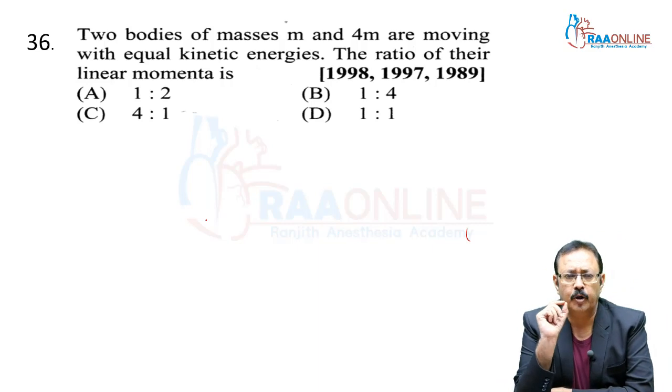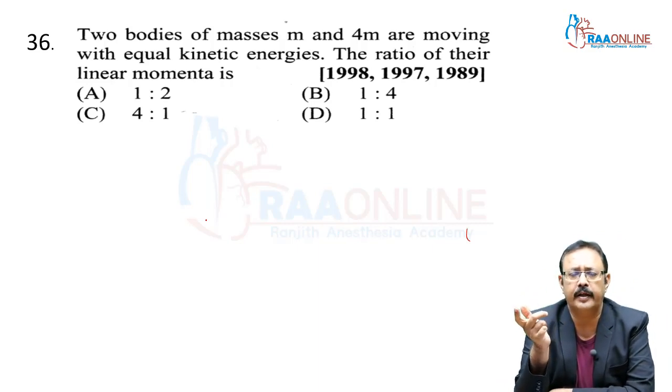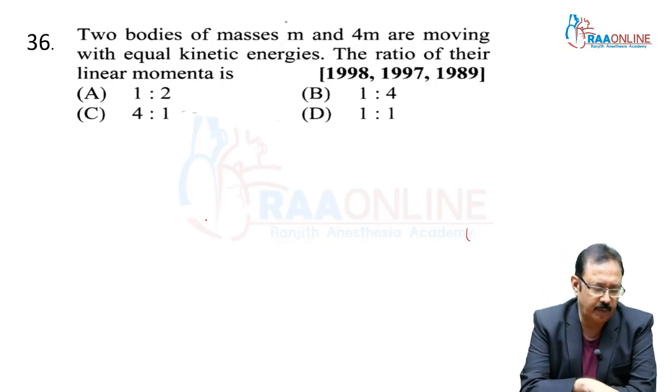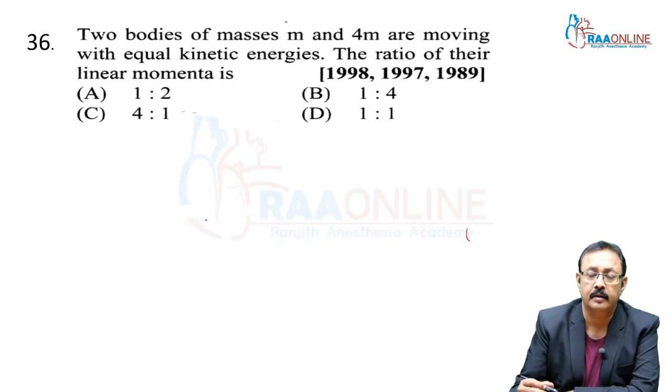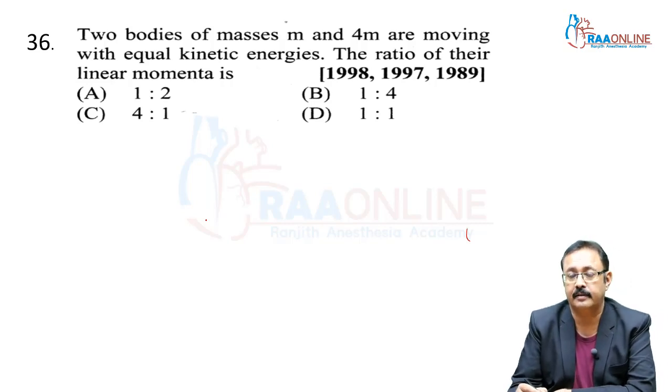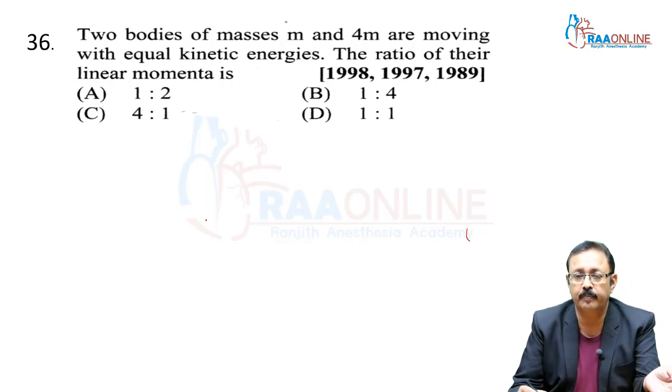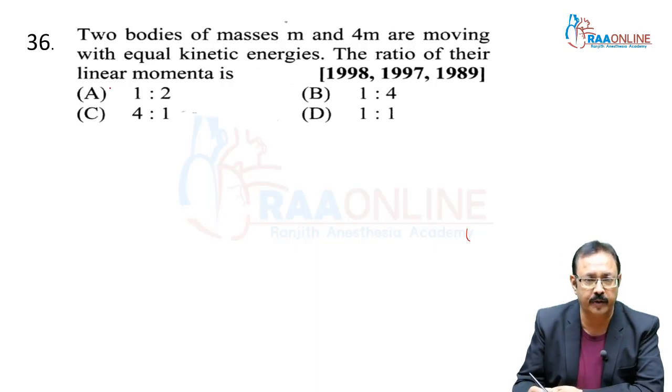36th. Two bodies of mass m and 4m are moving with equal kinetic energies. The ratio of their linear momenta is what they ask. This one we just saw in the previous problem, where the numbers were the same, but in the three years the number was also the same. So you can imagine how important this problem is.